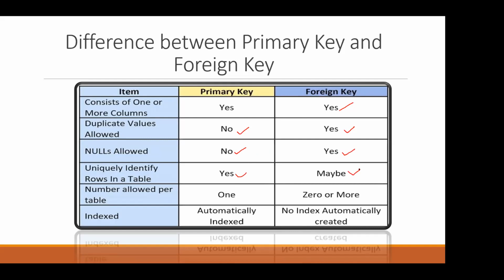Number allowed per table: how many primary keys? Only one primary key. For foreign keys, maybe there is no foreign key, or we can use one foreign key, and we can use 3 or more foreign keys, so 0 or more foreign keys. And indexing is automatically created for a primary key, and no index is automatically created for a foreign key.